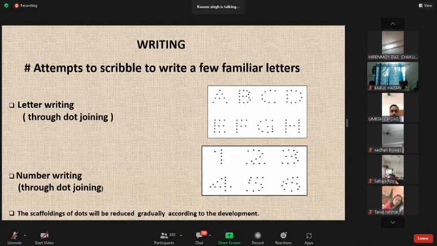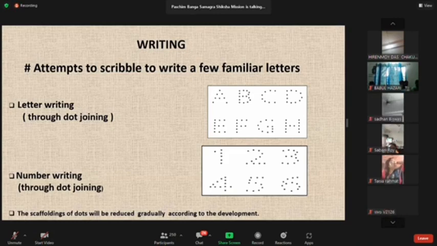At the very preliminary stage, the dots will be more, and gradually they are able to write. We will reduce the scaffolds of dots, and at the end we will reduce the dots, and they will be able to learn the letters. And as it is integrated learning, along with letter writing we will also practice number writing. As in the mathematics learning outcome they are already practicing this, we can also implement this here.